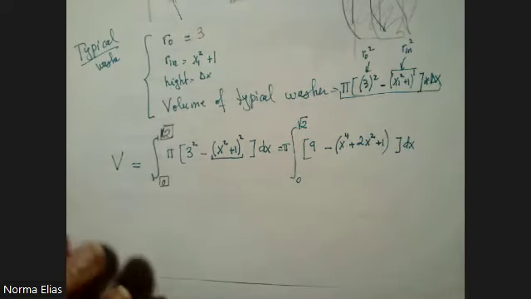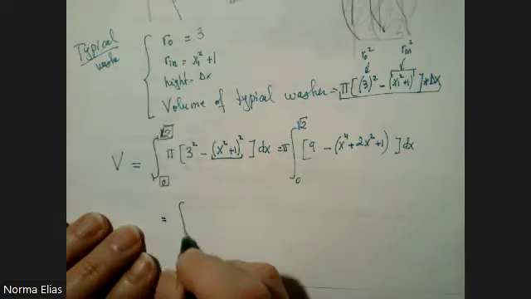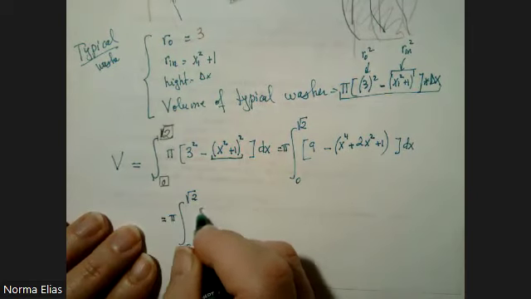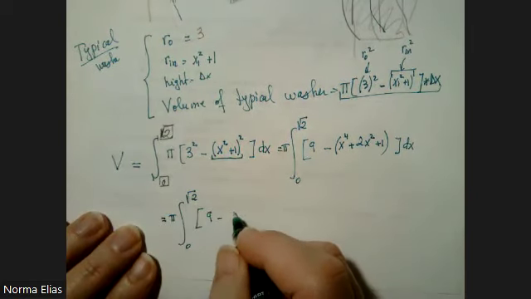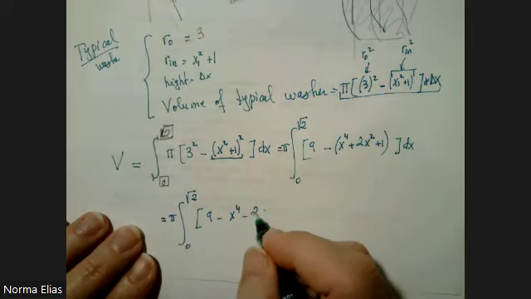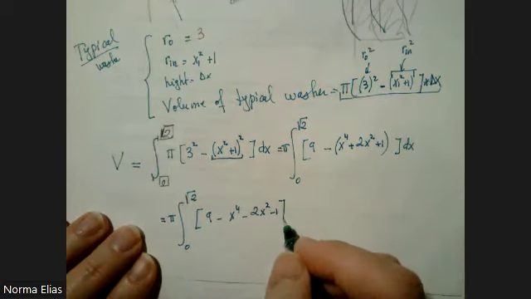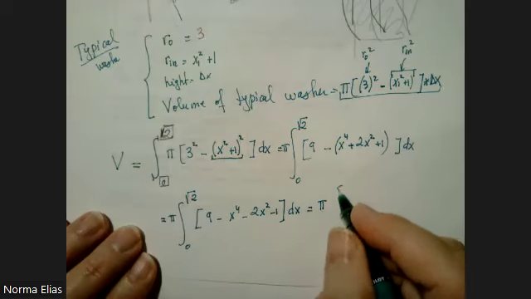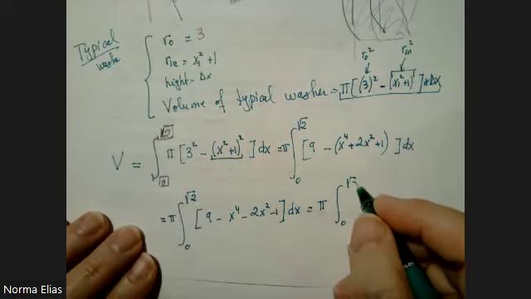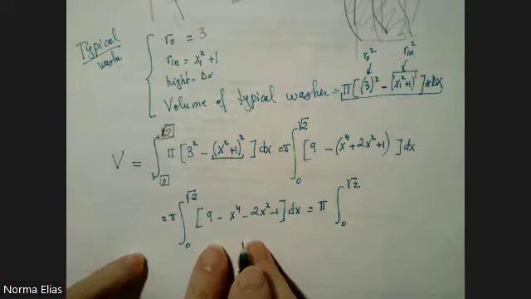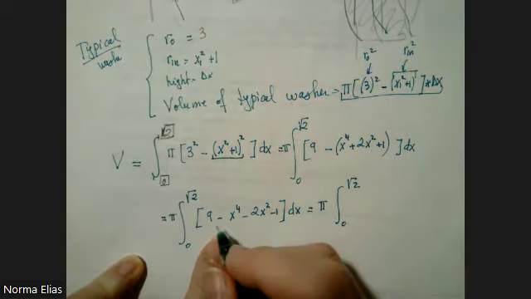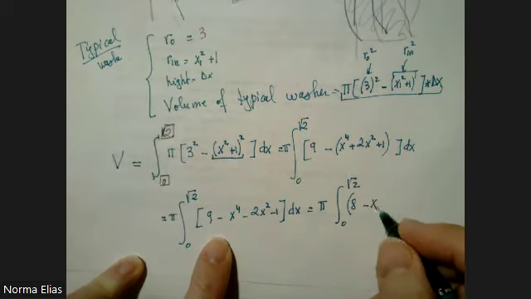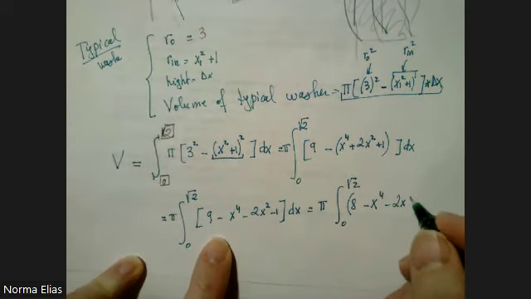And now I think the rest is simple, so it's equal to the integral from 0 to square root of 2 of pi times (9 minus x^4 minus 2x squared minus 1) dx. It means pi times the following integral. Now, if we can simplify the inside, we do. Otherwise, we start integrating. But I see 9 minus 1, which gives me an 8.